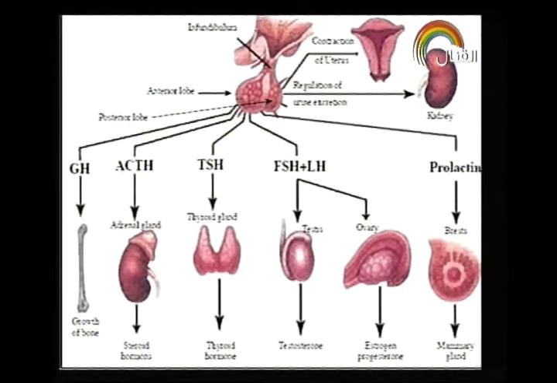For example, here it secretes what? It secretes TSH, which means thyroid stimulating hormone. This hormone is secreted by the pituitary gland to control the secretion of the thyroid gland, to stimulate the other gland, which is the thyroid gland, to secrete its secretion, which is thyroid hormone or calcitonin. Get the meaning? Okay. And so on.